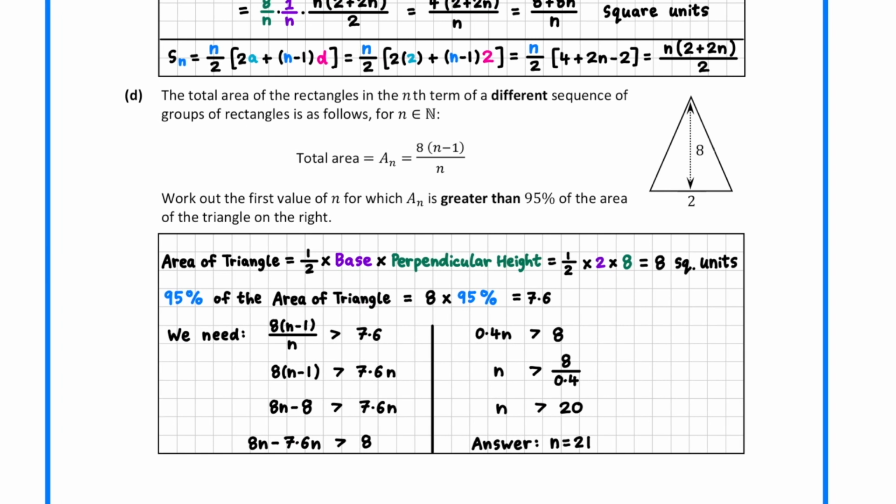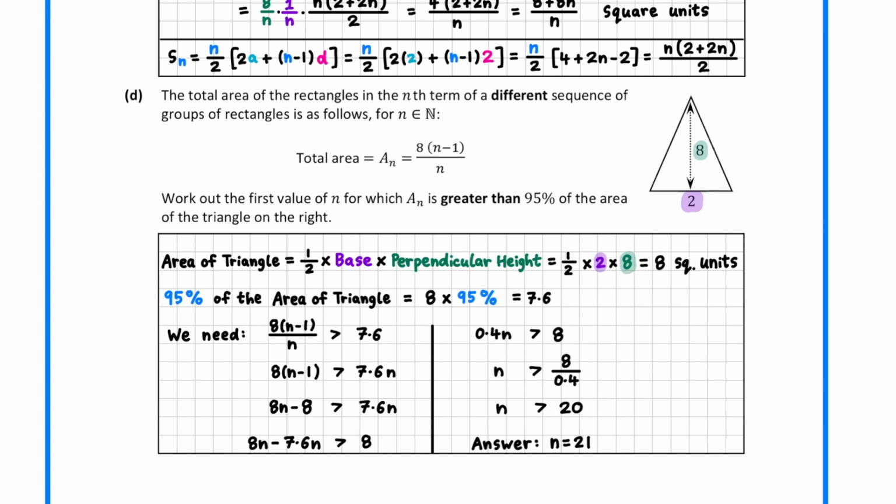In part D, we're given an expression for An and asked to find the first value of n for which An is greater than 95% of the area of our triangle. The area of a triangle is equal to 1/2 times the base times the perpendicular height. For our triangle, this comes out as 1/2 times 2 times 8, which is 8.